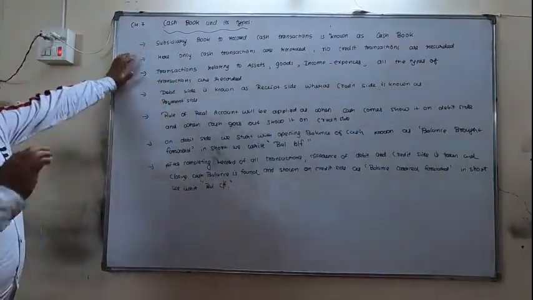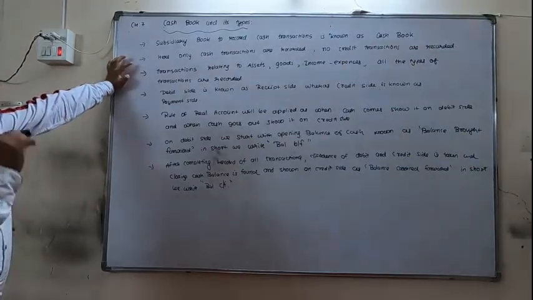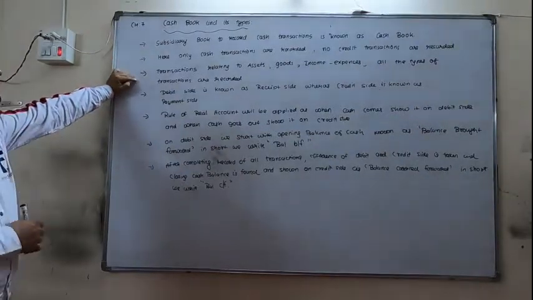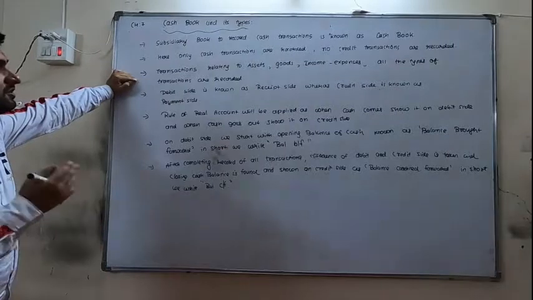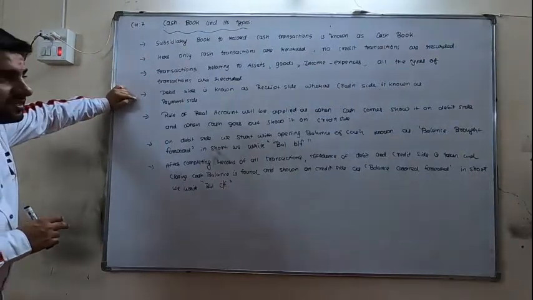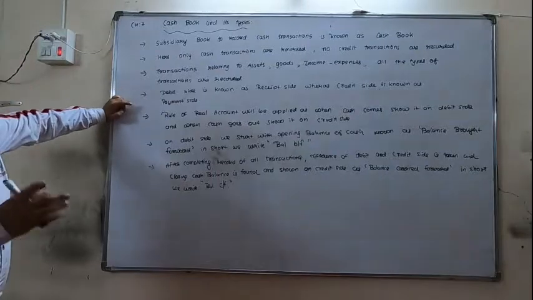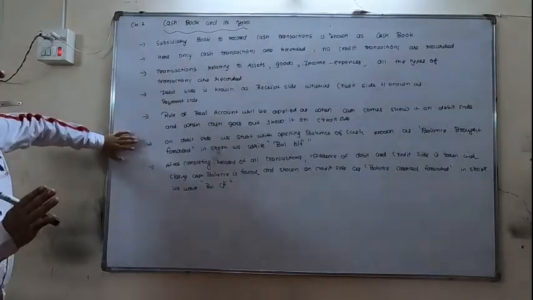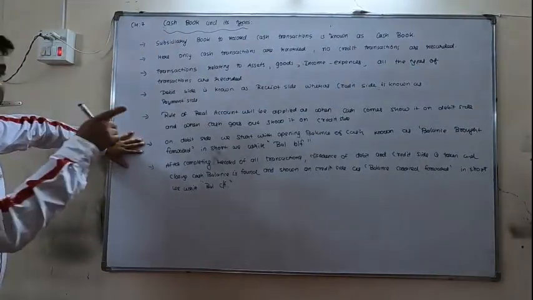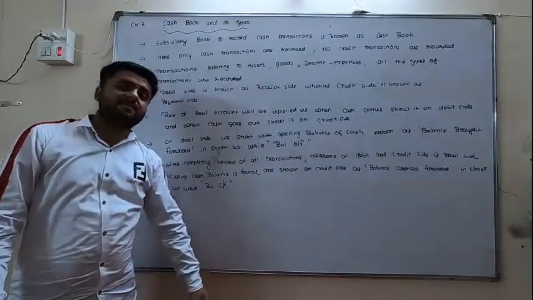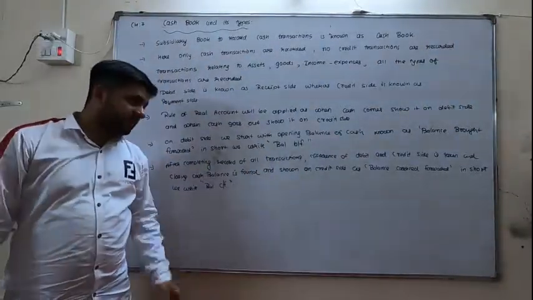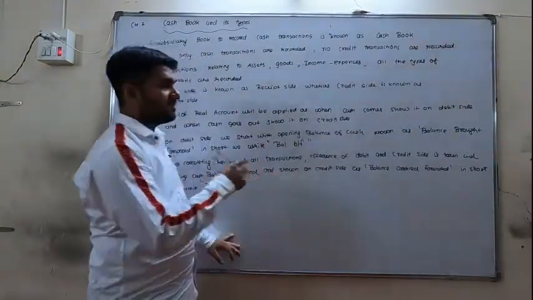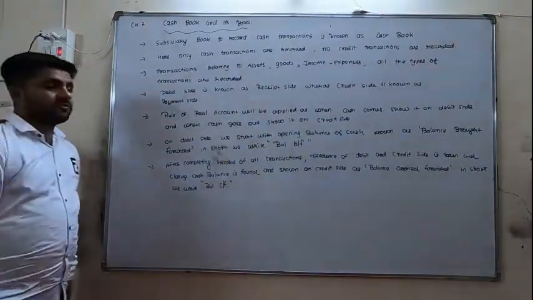See, subsidiary book to record cash transaction is cash book. Here we are recording only cash transactions, no credit transactions are recorded. Here we can record all the types of transactions, that is assets, goods, incomes, expenses. Debit side is known as receipt side, credit side is known as payment side. Rule of real account will be applied: when cash comes in, debit side; when cash goes out, credit side. Debit side we are starting with the opening balance of cash, that is known as balance brought forward, or in short balance BF. Credit side we are writing the difference of debit and credit side, that is closing cash balance, and that is balance carried forward, that is balance CF. Now we are going to write the types of cash book.